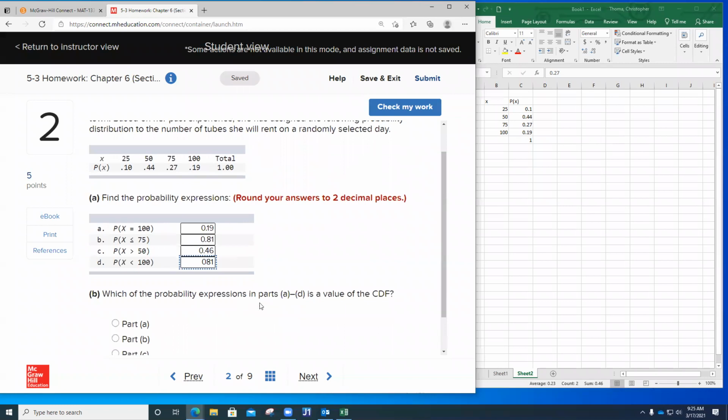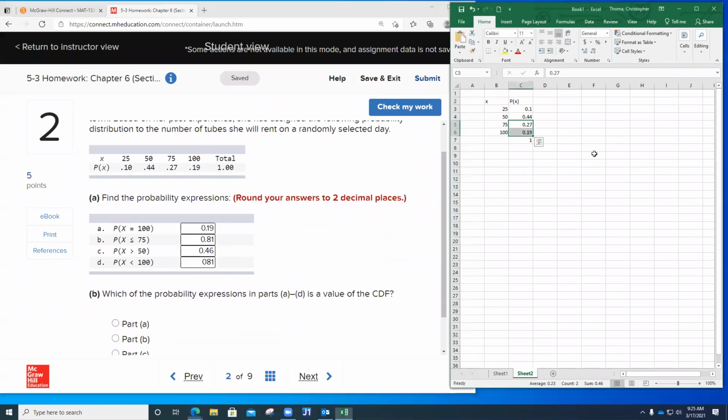Which of the following expressions in parts A through D is a value in the CDF? So what a CDF means is you take the first value and that's what you start at, right? So I'm going to put this in my Excel, CDF.